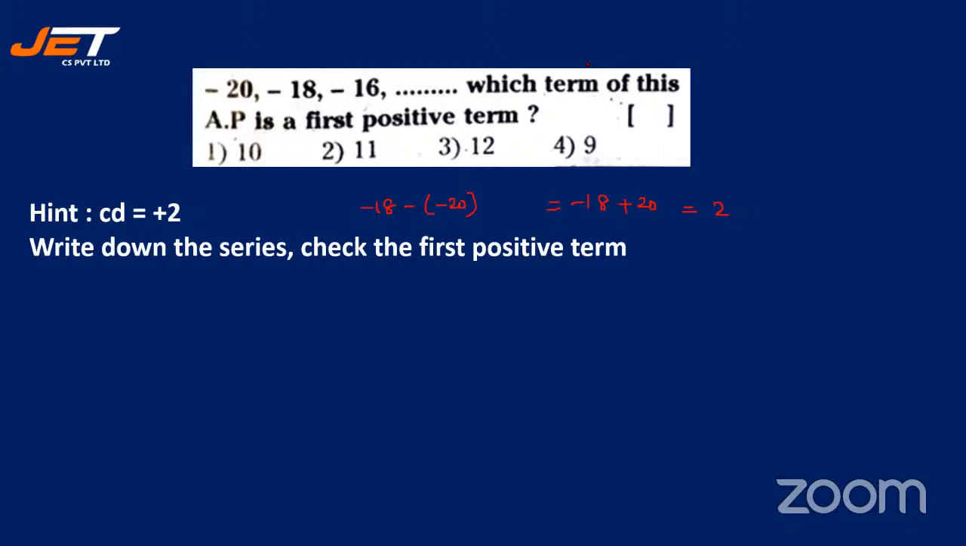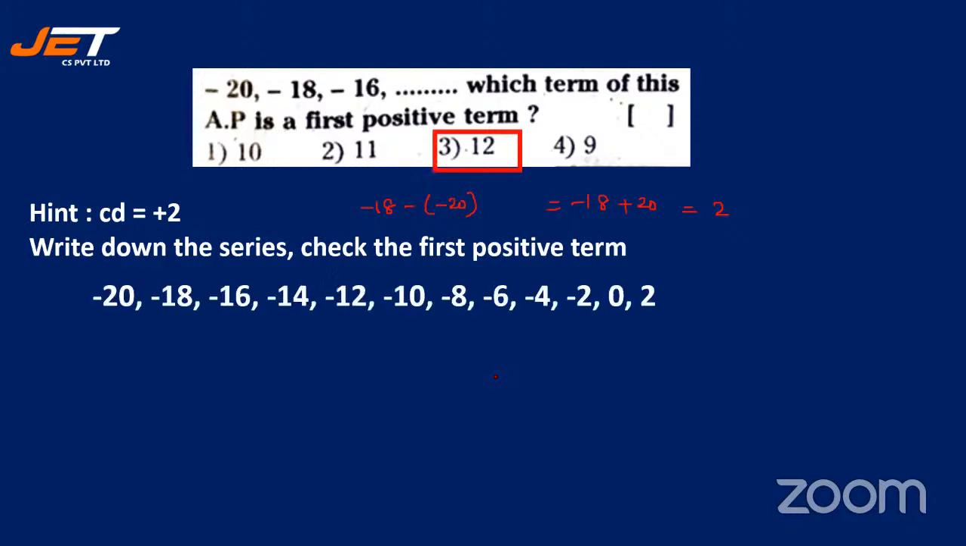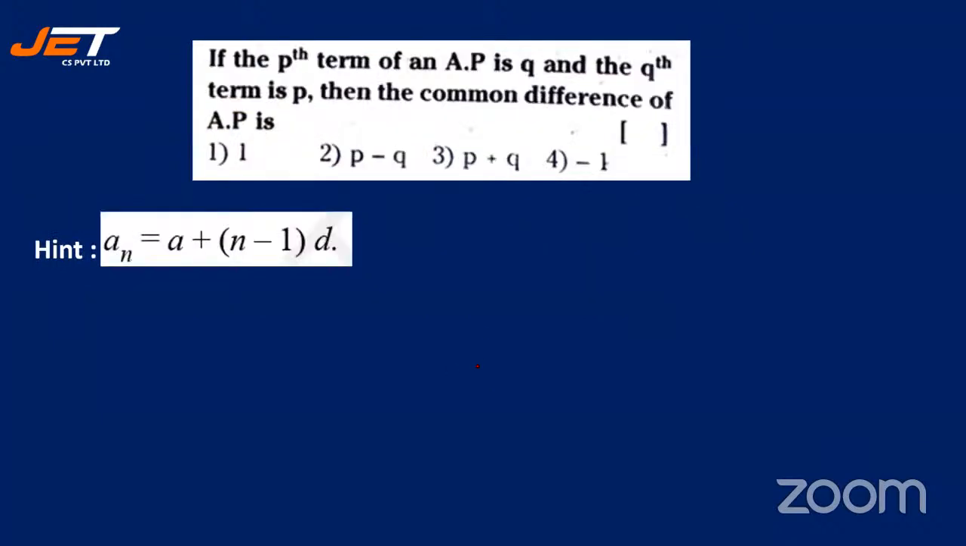So now let me see how many are giving me the answer. Okay, many say option 3, option 3. Chetan says option 3. Okay, let's see the answer. Yes, perfect. It's 12, option 3. If you work it out, minus 20, minus 18, minus 16, and so on, the first positive term comes after 0. Just count here: 1, 2, 3, 4, 5, 6, 7, 8, 9, 10, 11, 12. So 2 comes in the 12th term. The first positive term comes in the 12th term. All right. Excellent. See the next question.